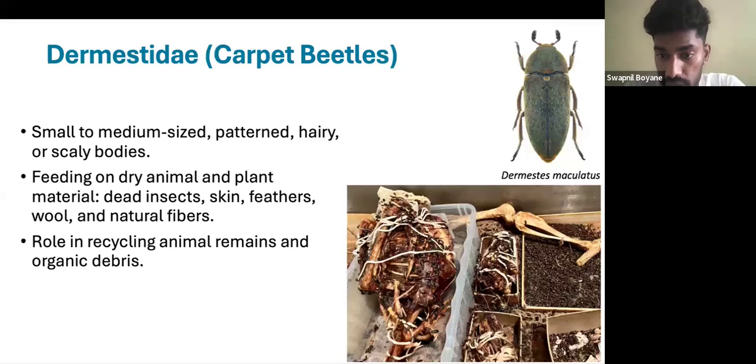The figure at the bottom is one I have taken from the Natural History Museum, where these beetles are reared and they use them frequently to clean bones. Whenever they want a skeleton in the Natural History Museum, they feed any organism which has died to these beetles, and the beetles help clear all the flesh. After some time, what you see is just the bones, and that's what is then used in museums.